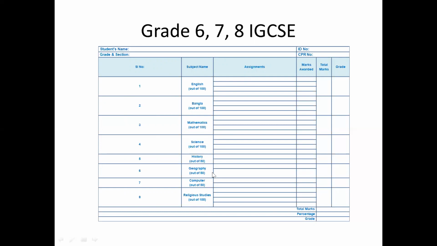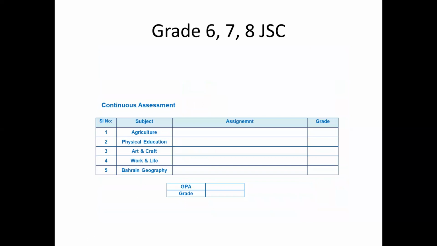If it is history or geography, you have to give only 2 assignments and mention only them in the progress report. Religious studies is also there, which is out of 100. So take care. First of all, the subject teacher should go to the progress report of the particular grade level, check how many rows are left for assignments of your particular subject, and fill accordingly in the first sheet which we shared. Now again for grade 6, 7, and 8 JSC, there is continuous assessment.